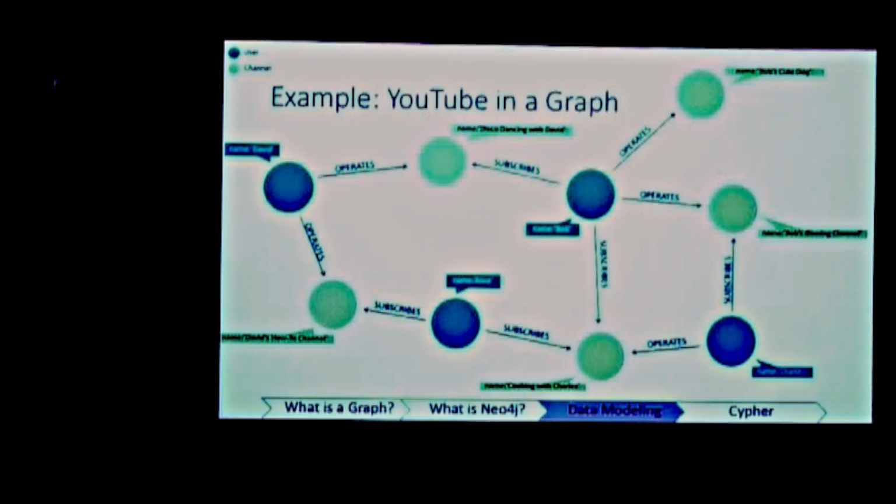And so this is how you model your data in Neo4j as a property graph, where you have node labels, relationship types, and then properties on both nodes and relationships. And so visually, it's much easier to answer questions like, who subscribes to channels operated by David? You can very easily see, okay, David operates these 2 channels over here, and I can see that these 2 users subscribe to those channels.